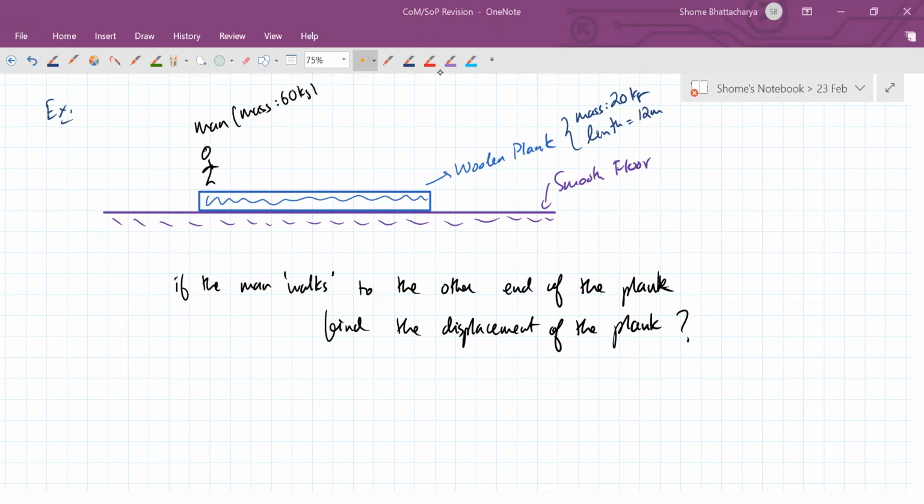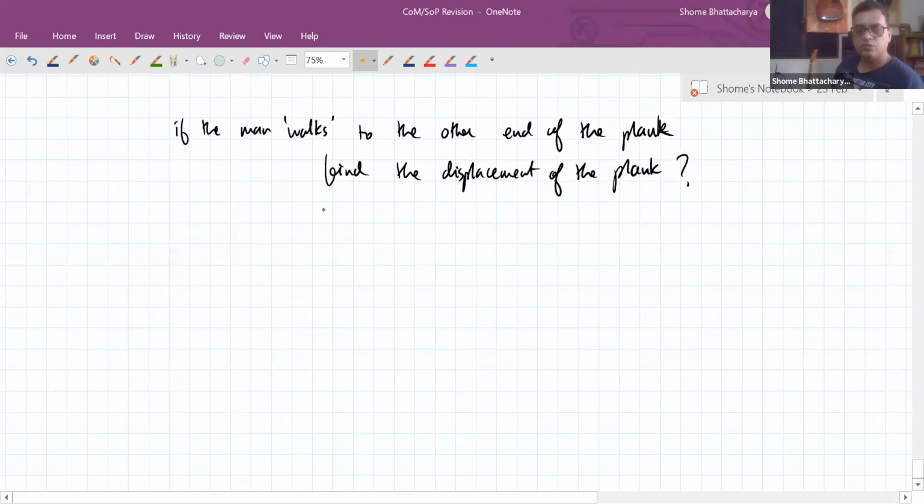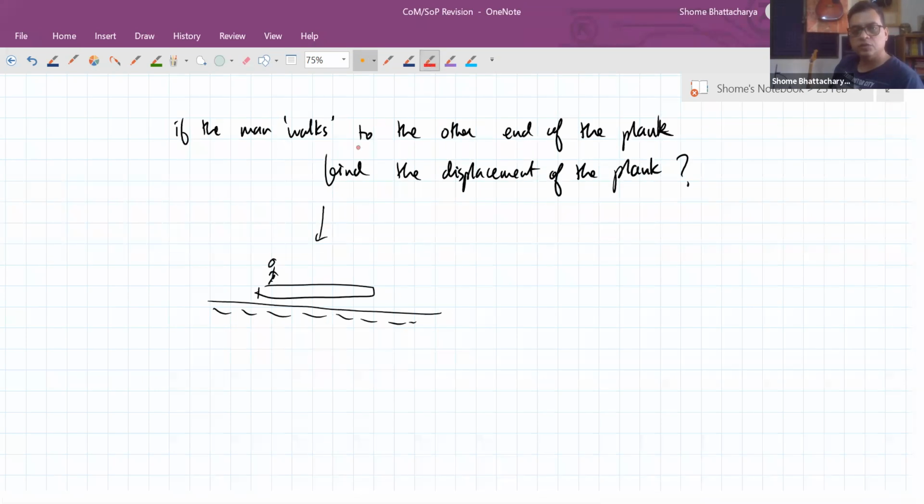Okay, so let's understand this question. First of all, what is happening here is that because the surface is frictionless, the center of mass will not move. Because the surface is smooth, when the person is moving forward, he will apply a backward frictional force on the plank, and the plank will apply a forward frictional force on him. As a result, as he moves forward, the plank will move backwards. So he would have made a displacement like this, let's say S1, and the plank would have made a displacement like this, let's say S2.